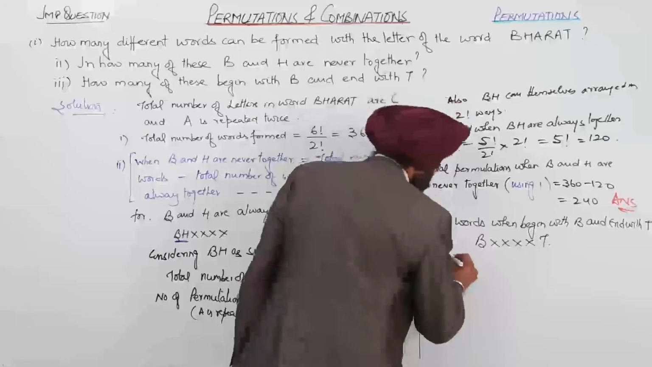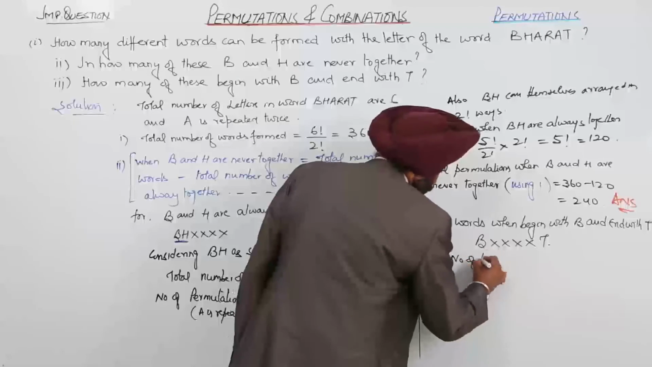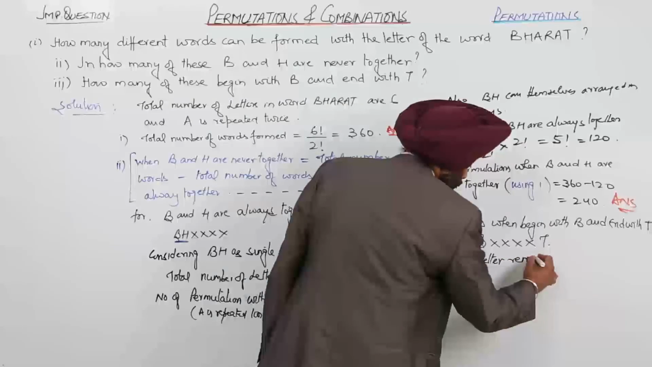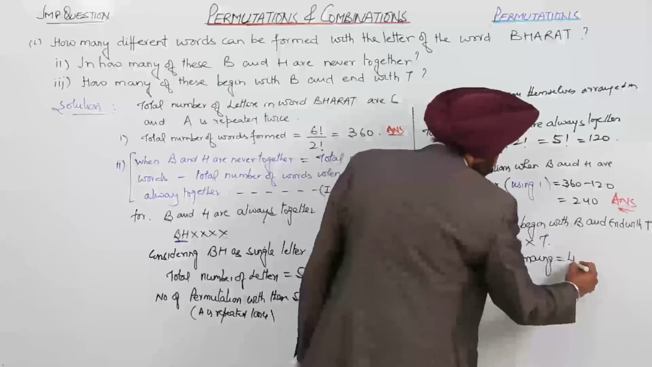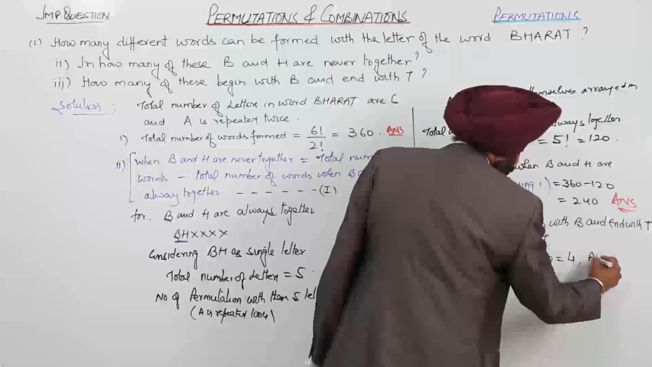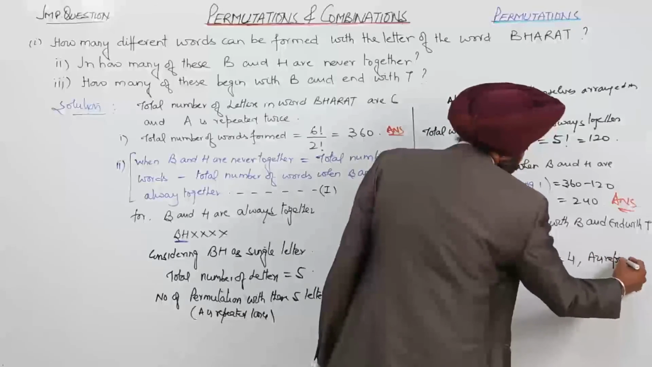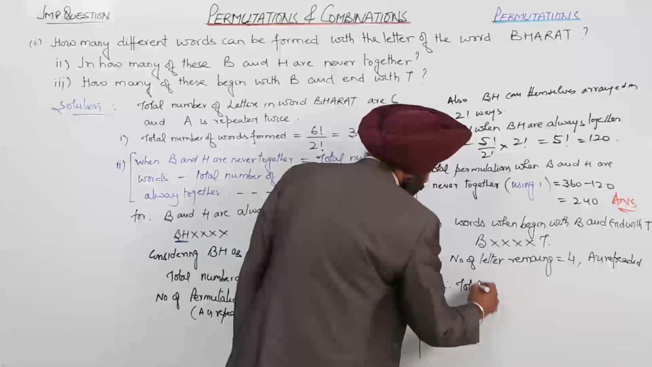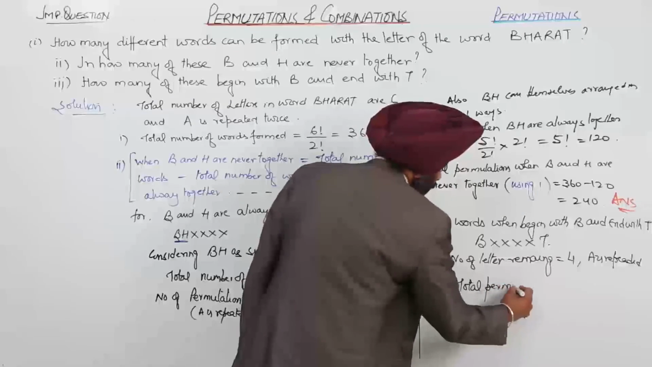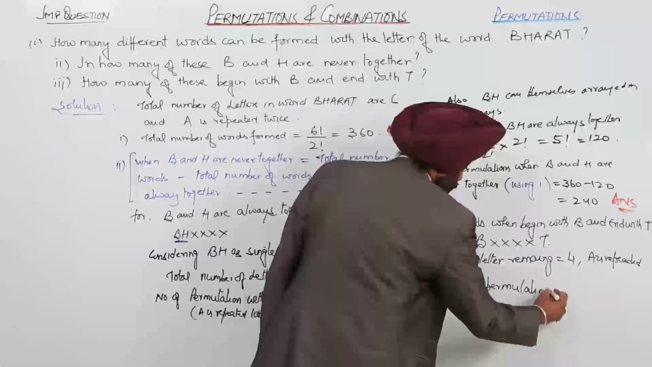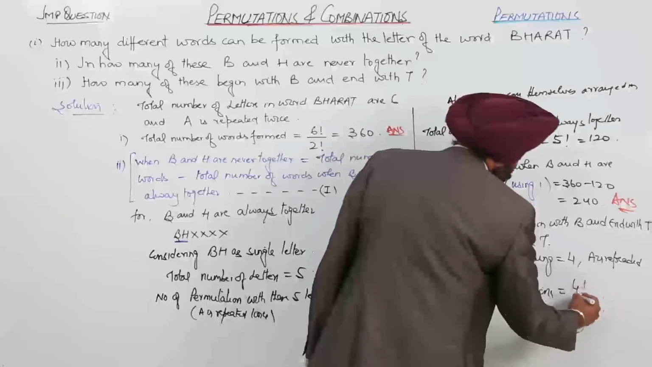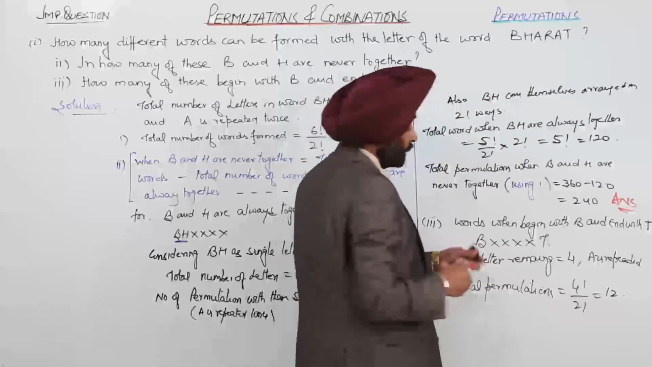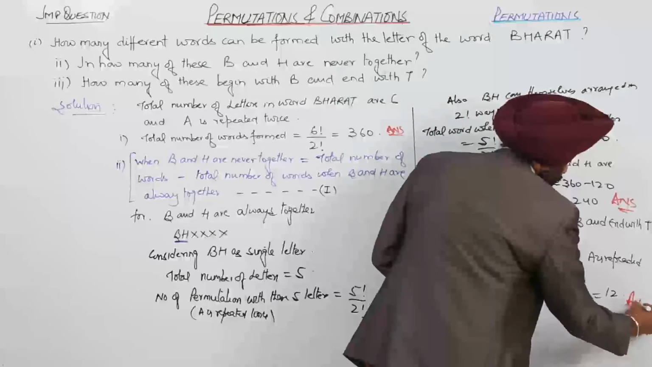Okay. So the number of letters remaining is equal to 4, and A is repeated, therefore the total permutations is equal to 4 factorial upon 2 factorial. On solving we are getting 12 as the answer.